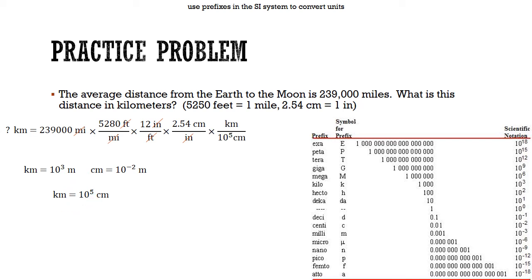Notice if I put my centimeters on bottom with the 10 to the 5th, the centimeters will cancel. And now my units work. I have kilometers. I was looking for kilometers. That's nice. Now I just need to plug this into my calculator. And if you do that, you will get 385,000 kilometers.